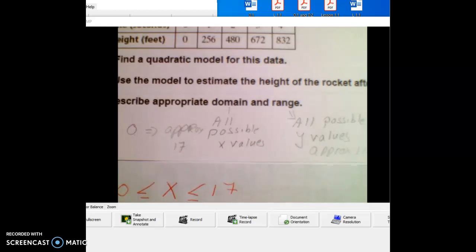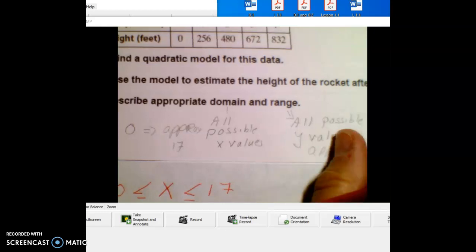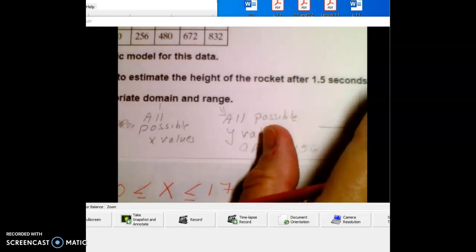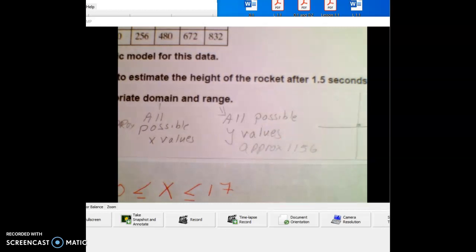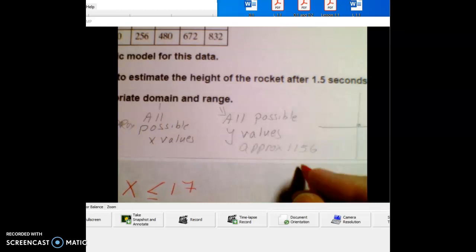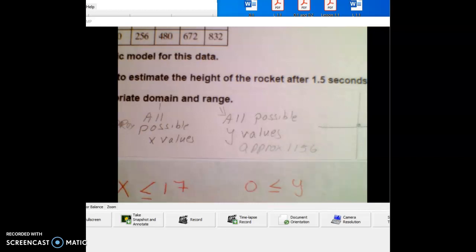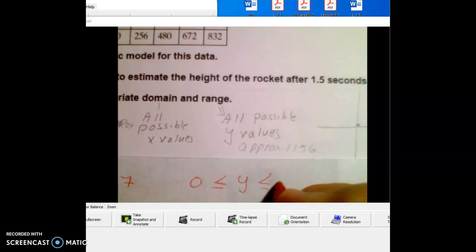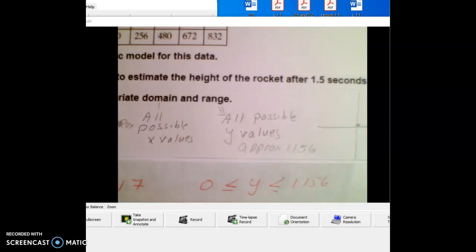So that's my domain. My range, again, I had said to write this down. All my possible y values: y cannot be negative. We're never going to have a negative height. So y must be greater than or equal to 0, and y must be less than or equal to approximately 1,156. We just estimated approximately what that is. So our domain and range are there, and you always write them as an inequality. All right, so there's the domain.